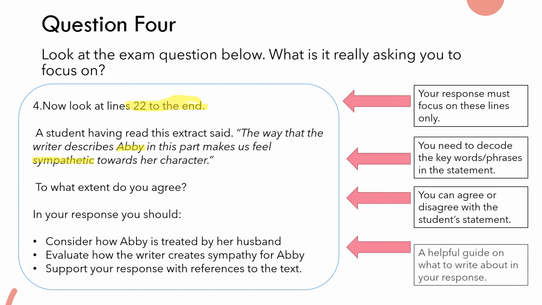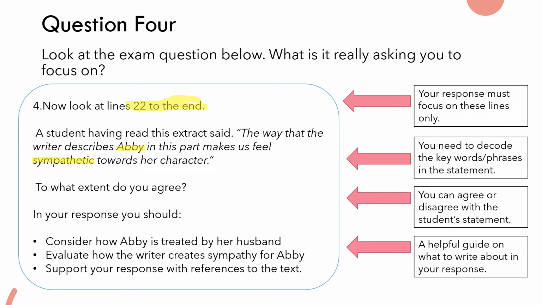Now, all of the questions in the exam paper will come with bullet points to help guide you on your response. So these should actually be taken into account, and they're helping you to think about the kind of things that might help you get a reasonable answer. So the first one says, consider how Abby is treated by her husband. So even though it specifies in the question that we're just focusing on Abby, it might be important to think about her relationship with her husband. This might also imply that their relationship isn't particularly positive, so therefore it might be something to comment on in your response.